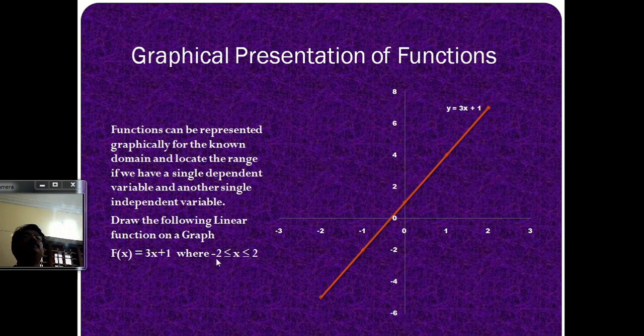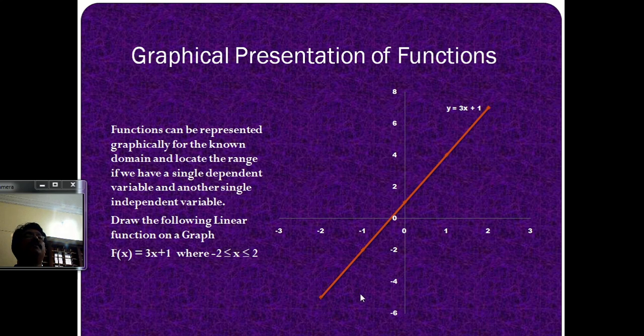You substitute this -2 in this function. -2 into 3, -6. -6 plus 1 is equal to -5. So when you depict the same in the graph paper, when x is equal to -2, y is equal to -5. So you are plotting the point here. The coordinates of this point are x -2 and y -5.